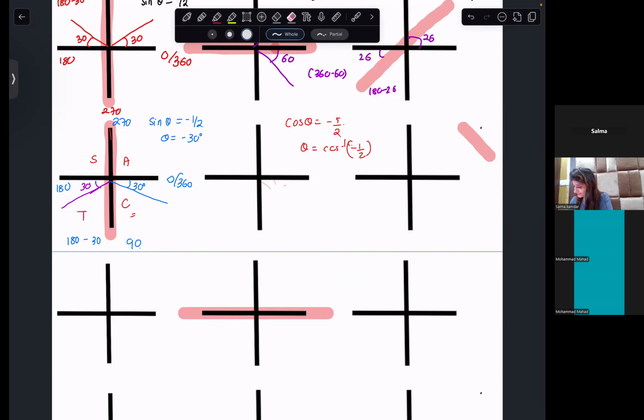Okay, so 120. So 0, 90, 180. So cos inverse minus half, theta would be minus 120 degrees. Minus 120 degrees would come over here. We are going from here and we want minus 120. If this is minus 120, we are looking at this angle. So what will this be? 180 minus 120, which is 60. So minus 60.